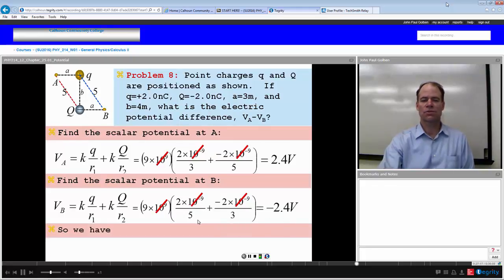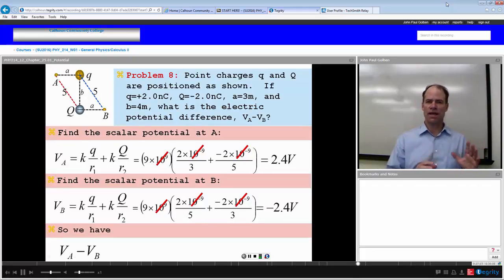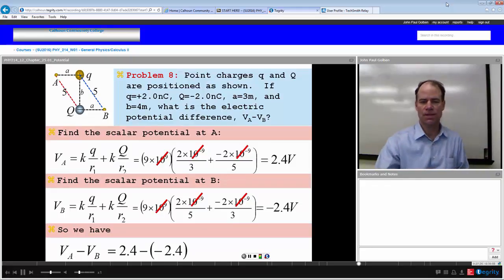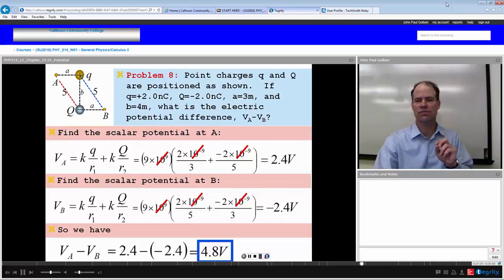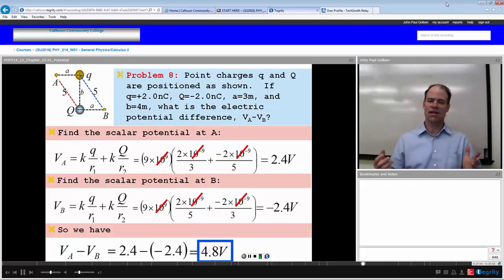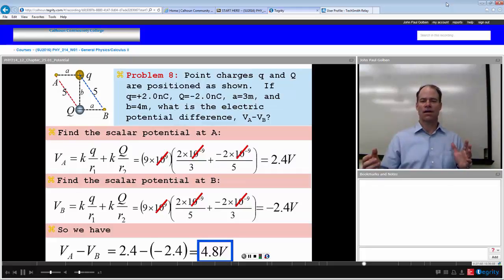So the difference in potential between A and B, V_A minus V_B, will be the potential at A minus the potential at B. That's going to be 2.4 minus a negative 2.4, which would be 2.4 plus 2.4, or a potential difference of 4.8 volts. So that's the potential difference, V_A minus V_B. It's strictly scalars. It's not as complicated as vectors. We just map the potential and take the difference of the two. And it's a much easier problem in that sense.